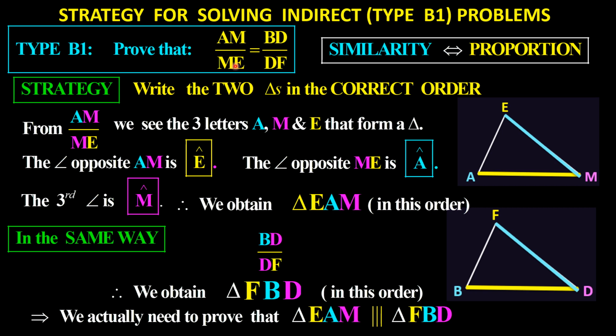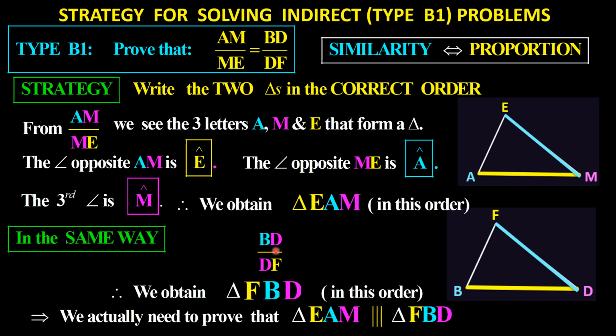First of all, I take the proportion. So I take the one fraction, and from that one fraction, I can see there are three letters. And once you have the three letters, there's an A, an M, and an E. A, M, so the third letter must be E. M, E, the third letter must be A. And if I have an E and an A, the third letter is obviously M.